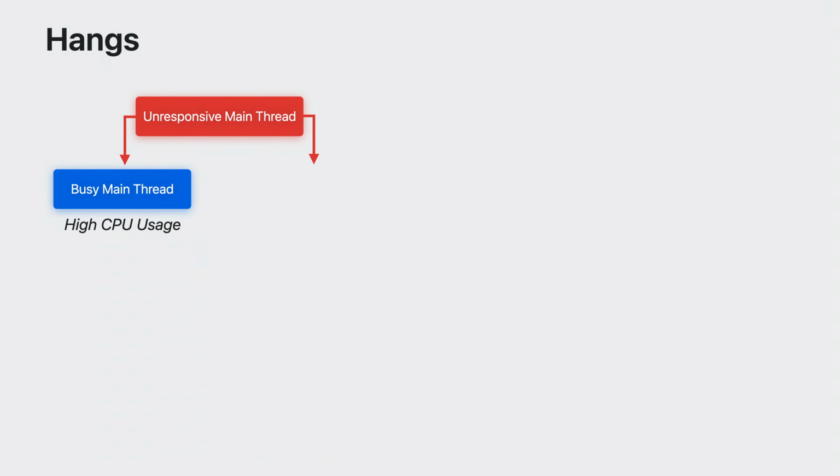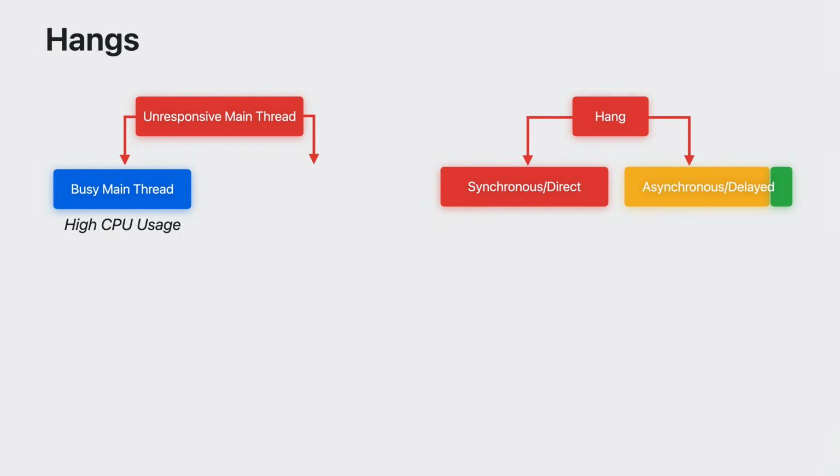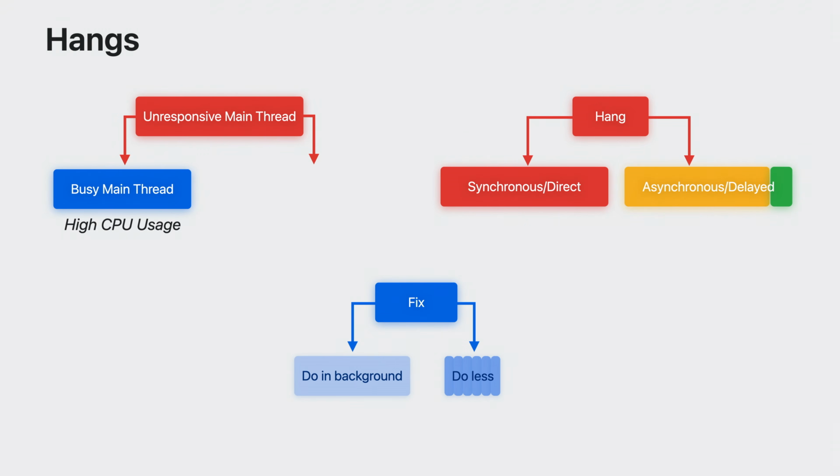We've now investigated and fixed an unresponsive main thread that was caused by the main thread being busy, which we could identify by the main thread using a lot of CPU during the hang. We've also experienced how a hang can be synchronous when it happens directly as part of the user interaction, or asynchronous where work that was scheduled on the main thread earlier causes an incoming event to be processed late, and how instruments can detect both cases. And we have fixed a hang by both doing less work and by doing other work we can't do less of in the background, and only coming back to the main thread to update the UI.